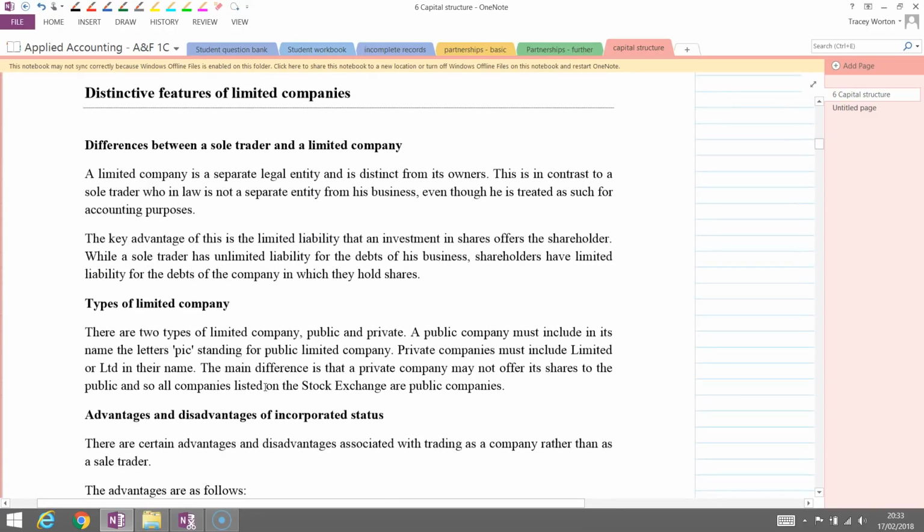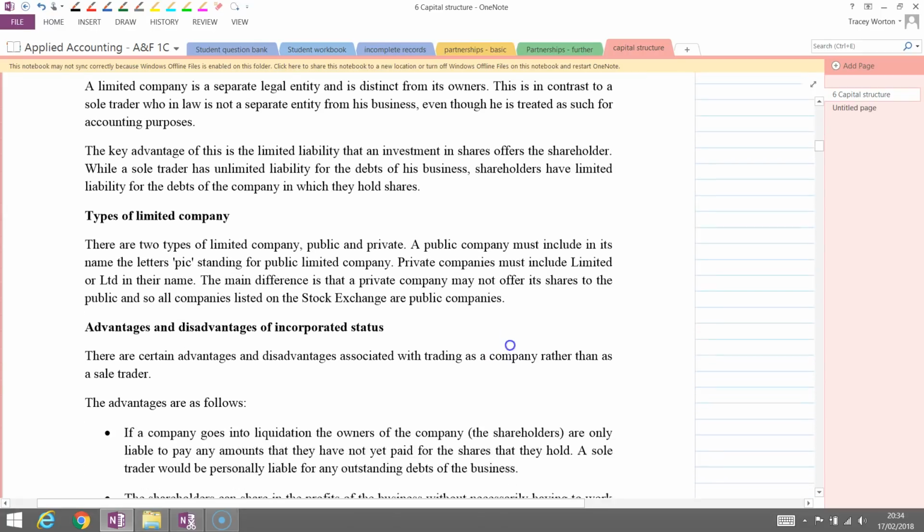So, distinctive features of limited companies. The main differences between a sole trader and a limited company. A limited company is a separate legal entity and distinct from its owners. This is in contrast to the sole trader, who is in law not a separate entity from the business, even though he is treated as such for the purposes of accounting. The key advantage of this is the limited liability that the investment in shares offers the shareholder. While a sole trader has unlimited liability for the debts of his business, shareholders have limited liability for the debts of the company in which they hold shares.